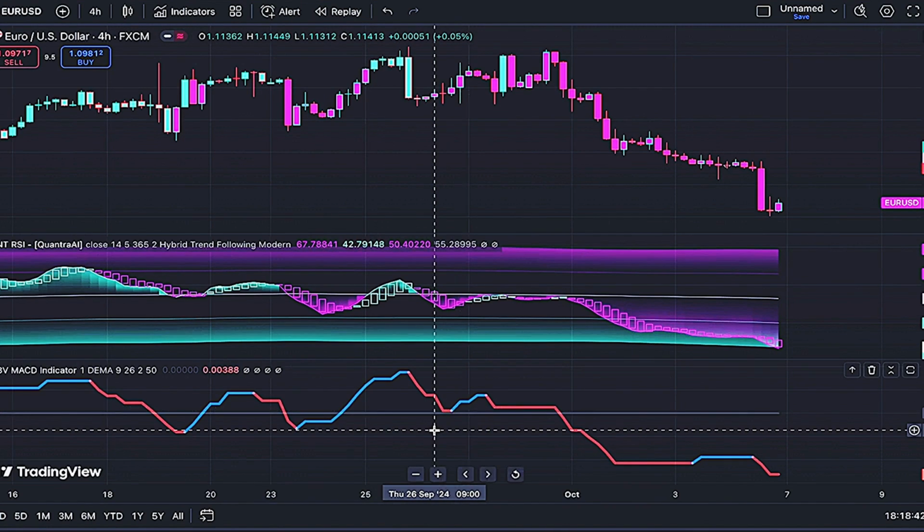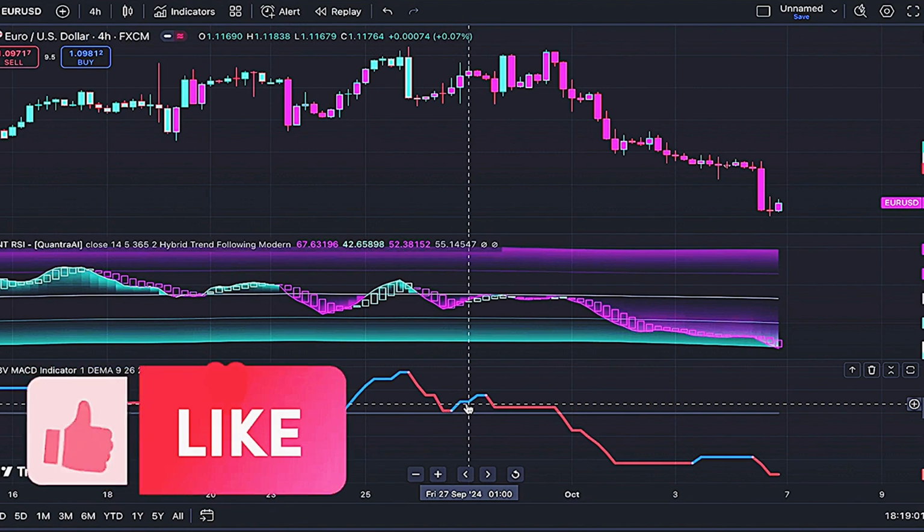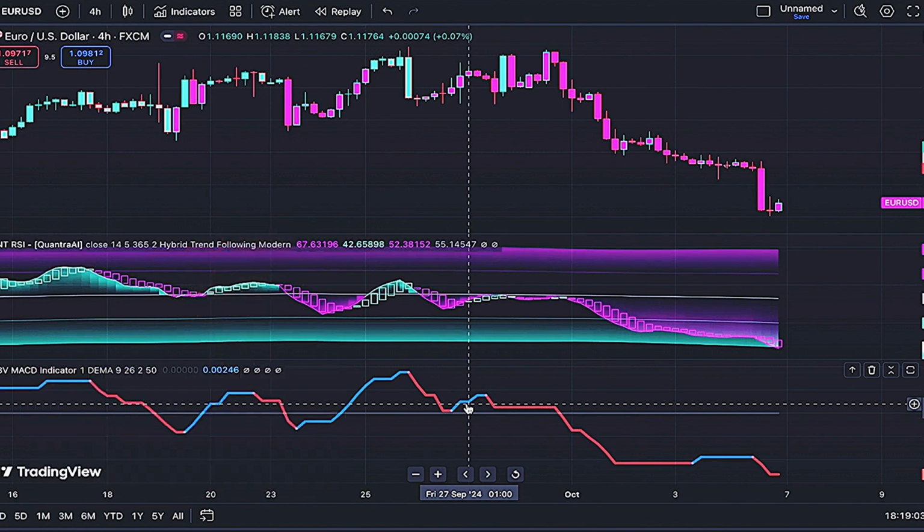So if MACD is one of the indicators that you use in your trading strategy for having buy-sell signals based on momentum changes, you can also try this new MACD, which is built based on OBV, on-balance volume. This MACD is faster with less lag because it also takes volume into account, so it can better measure the buying and selling pressure in the market.